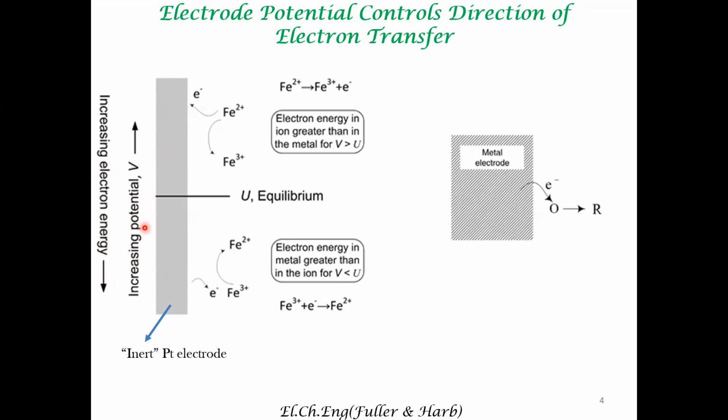The dominant manipulated variable is the electrode potential, and that manipulated variable is going to control the electron transfer. In general, we can take a redox couple containing an oxidized species and a reduced species. Electron addition to the oxidized species will give rise to the reduced species.